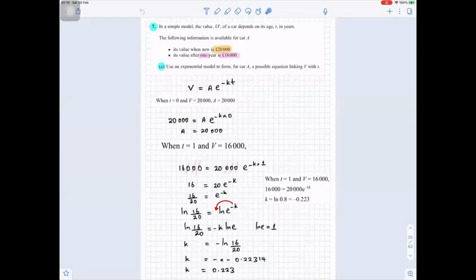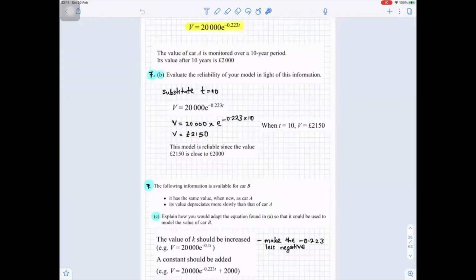The answer to question 7A, where you would substitute these values and then you work out K to be 0.223. Answers to question 7B and 7C. For 7B, you substitute the value of 10 for T and put in your calculator, you get 2,150. And then for 7C, make minus 0.223 less negative.